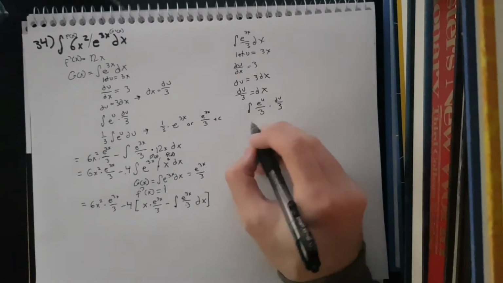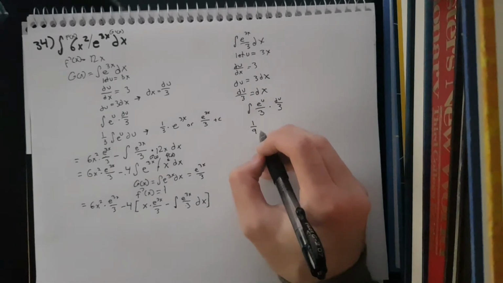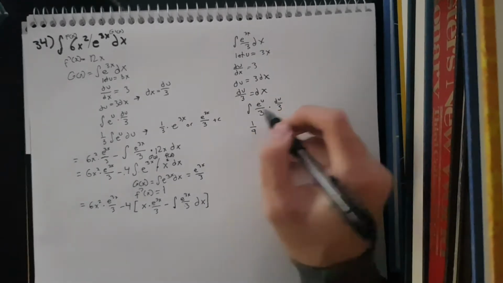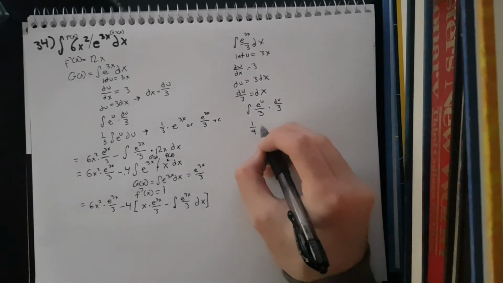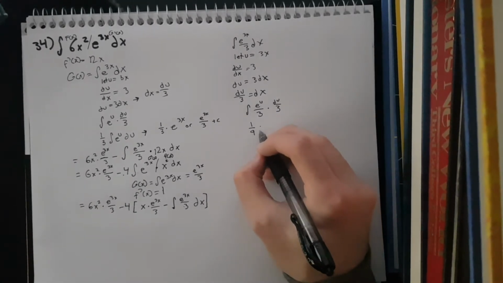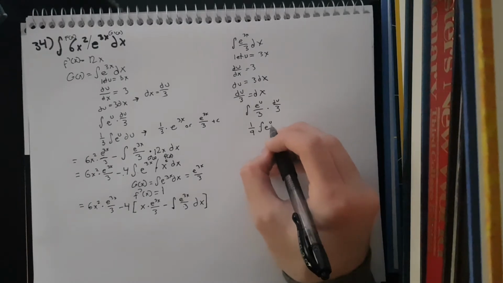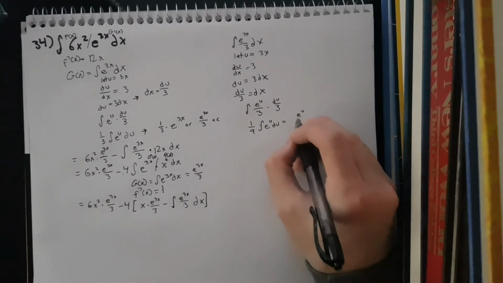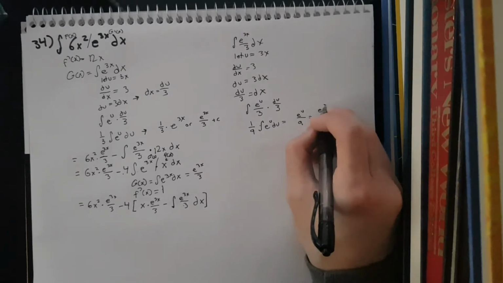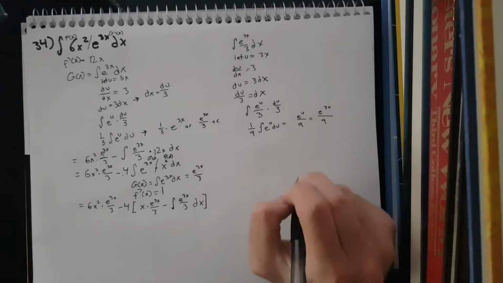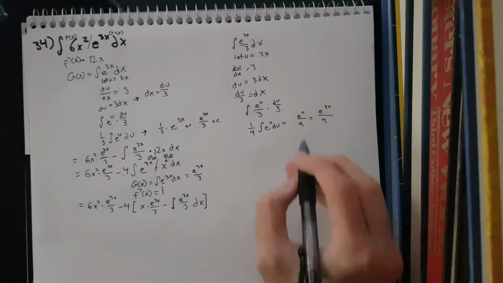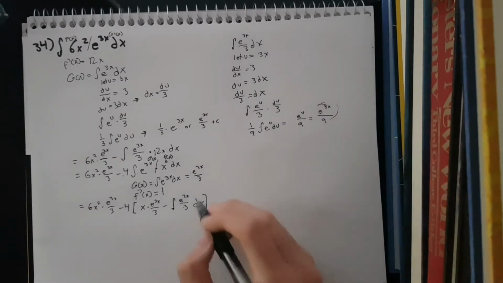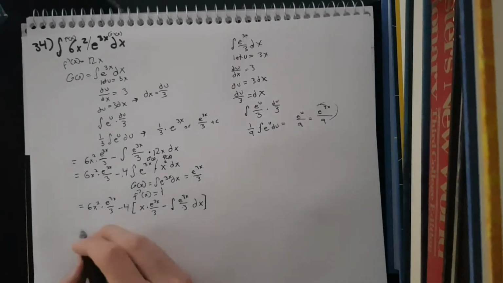We take out the constants, so we take out 1/9. And the integral of e to the u is just e to the u. So it's 1/9 e to the u du, which equals e to the u over 9, which equals e to the 3x over 9. So that is the integral of this. We come back here and plug everything in.